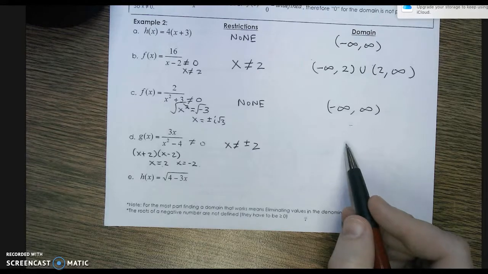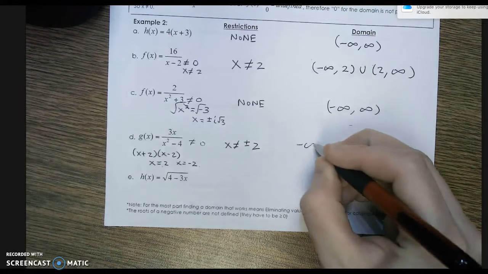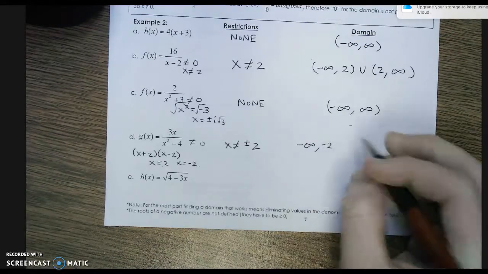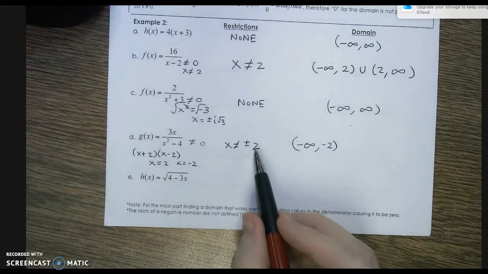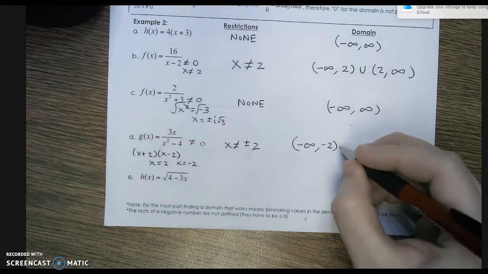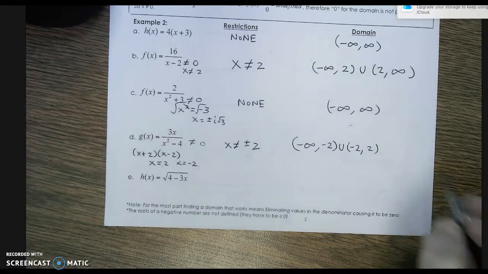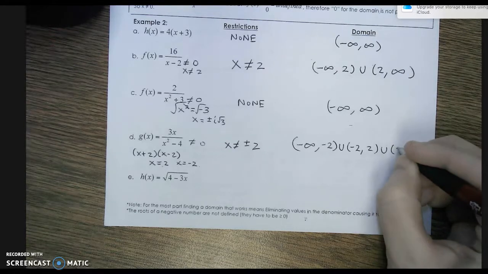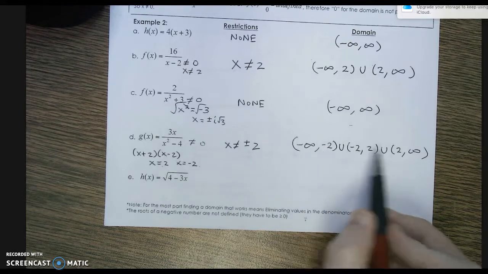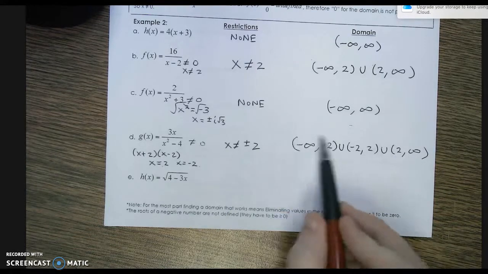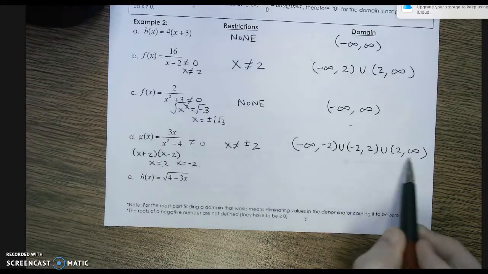So what does work? What's my domain going to be? Well, let's look at negative 2. Everything smaller than negative 2 would work, up to negative 2. So I'll write it like that. Then I've got all the values between negative 2 and 2. So all the values between negative 2 and 2 work. And then I've got all the values larger than positive 2. So 2 restrictions gives me 3 pieces to my domain. I've got everything smaller than negative 2, everything between negative 2 and 2, and everything larger than 2.